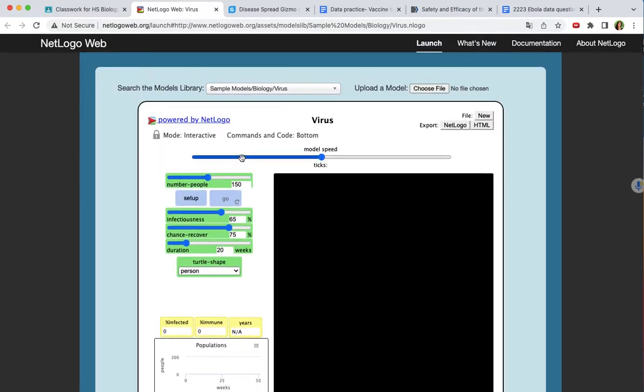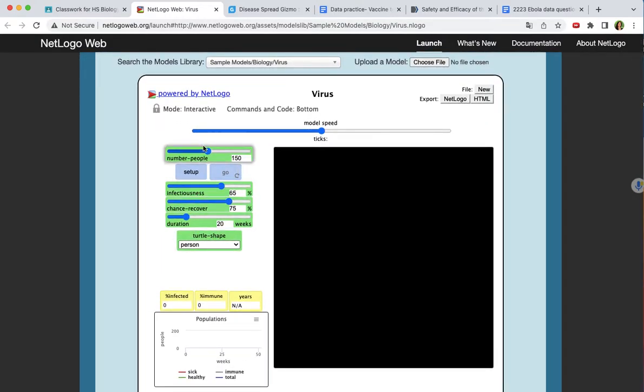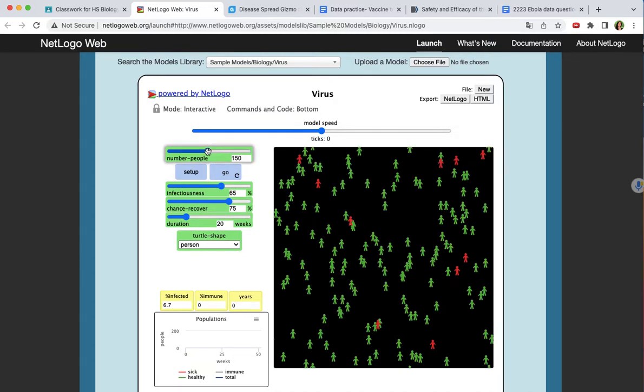But then what you can do, if you set up, is change how many people am I talking about? How infectious is this pathogen? What's the chance that somebody recovers? Something like Ebola versus something like COVID are going to have really different chances of recovery. And then duration, I'm not sure if this is the duration of, but it might be the duration of the illness.